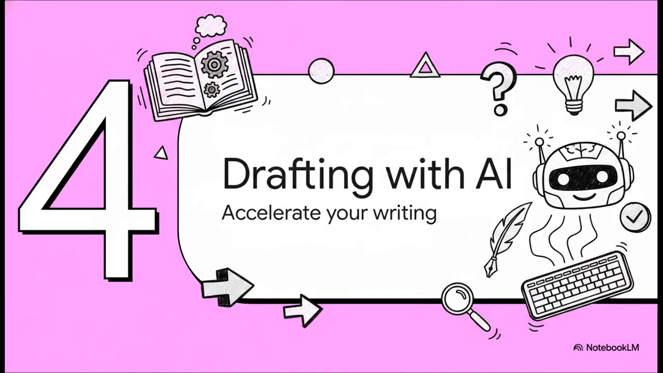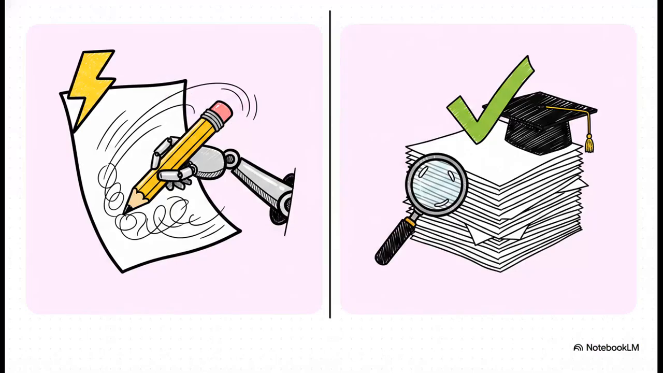Which brings us to Section 4, Drafting with AI Assistance. Now, this is where things can get a little controversial, but there are purpose-built academic AI tools designed specifically for drafting. We have Jenny AI on one side for fast drafting and PaperPal on the other. Right, and they absolutely can speed up your writing process, but only as long as they are used to assist, not replace your critical thinking.